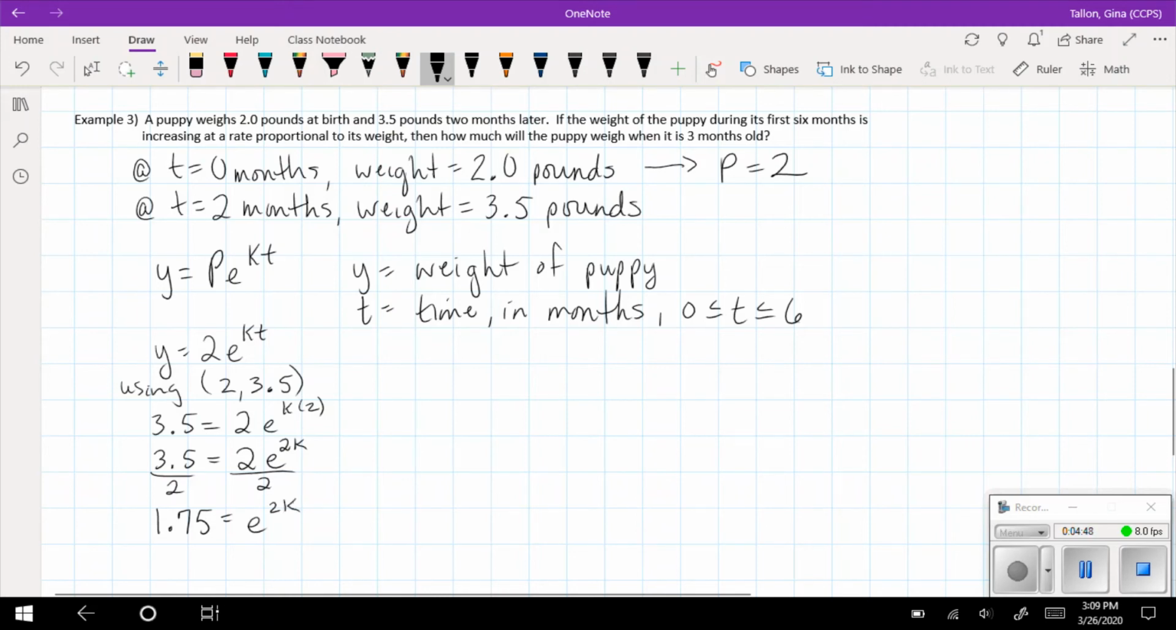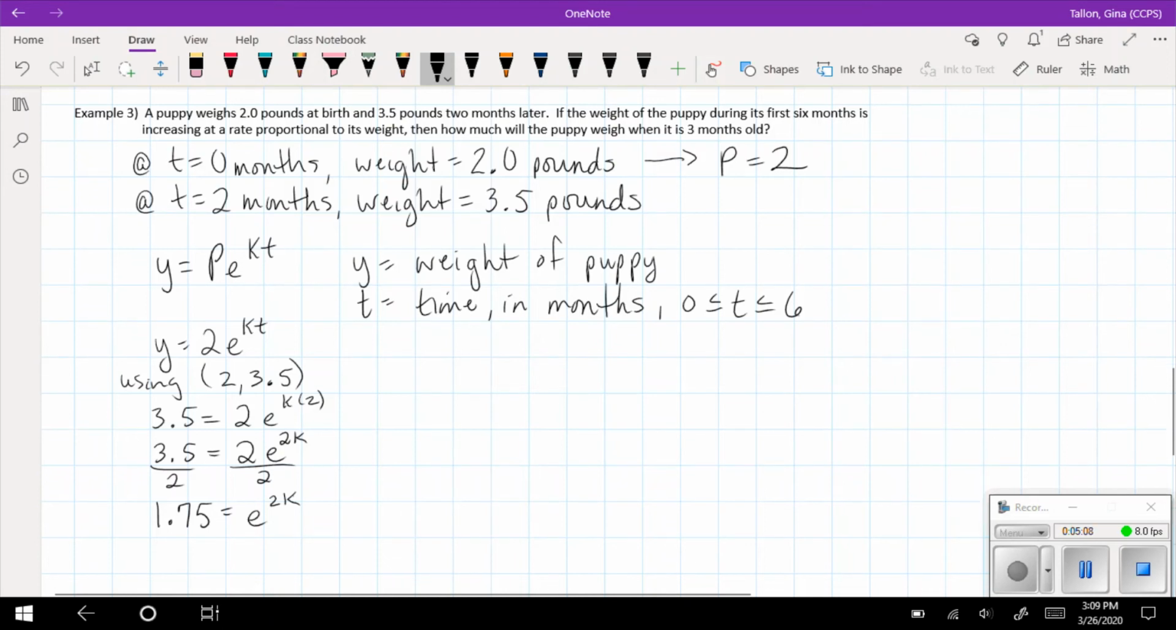Okay, now I want to get k, and k is up in the exponent, so I want to bring it down. If you've used other resources, you probably have seen somebody tell you to apply the natural log to both sides of the equation, and that will do it. But this is an exponential form right now, and I'm just going to switch it into logarithmic form.